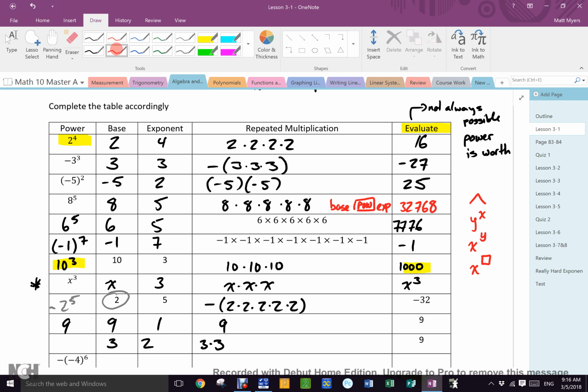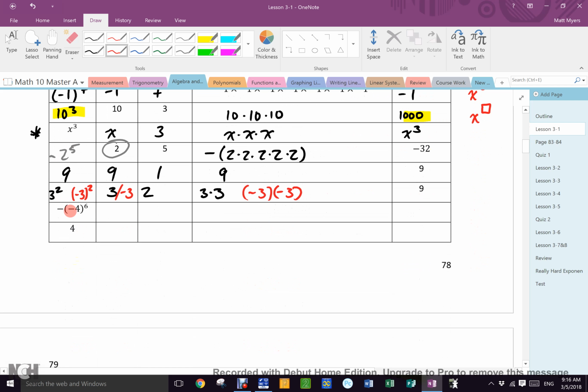Michael? Negative 3 times negative 3. Will that get me positive 9? So what's my base? What's my base in red? Negative 3. My exponent doesn't change. So it's either 3 squared or negative 3 squared. Everybody cool with that?